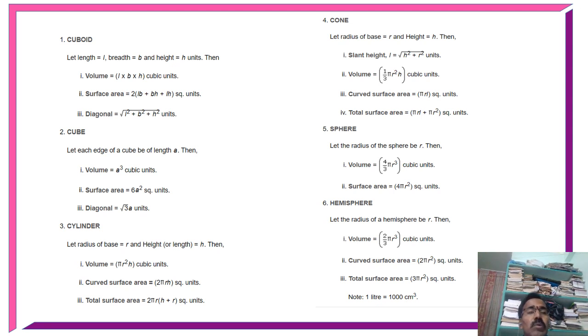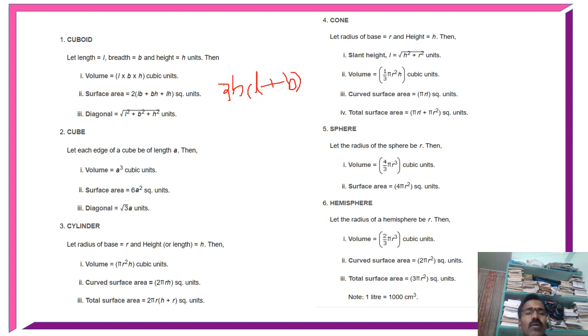And the cuboid, it has length, breadth, height, and volume is defined as lbh cubic units. Its surface area, TSA, is defined as 2 of LB plus BH plus LH, and CSA is 2H of L plus B. CSA of cuboid is 2H of L plus B square units, as we know, area is measured in square units.